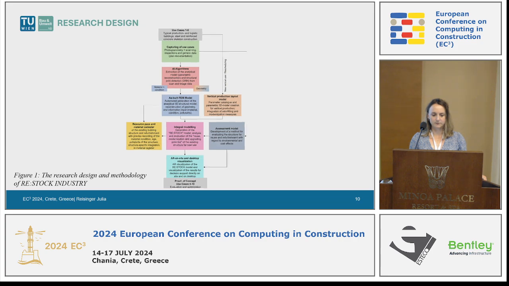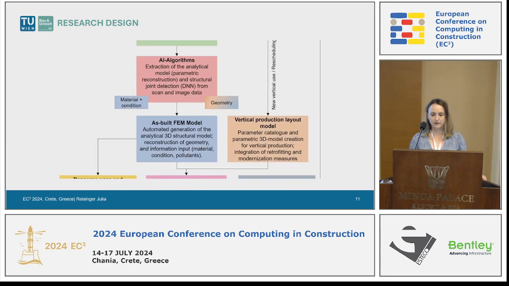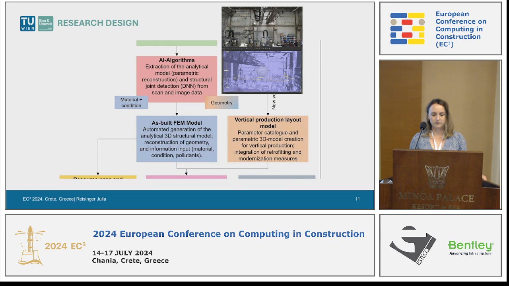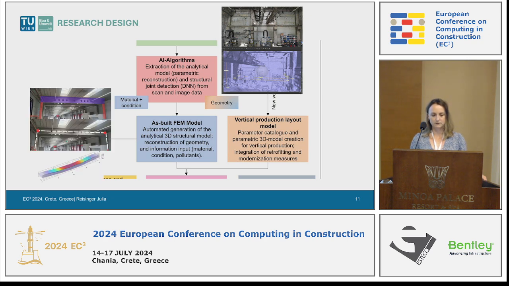In the next step, we receive the point clouds, and we extract the analytical parametric model for the finite element model, and we create an algorithm which automatically detects the structural joint detections from the scan and image data in order to have this as-built FEM model and fasten the process. Thereby, we also consider material, condition, and pollutants.